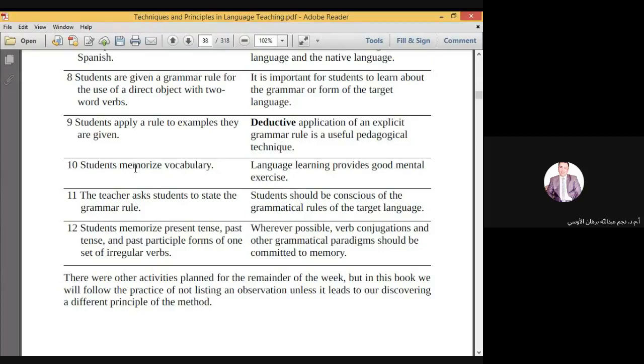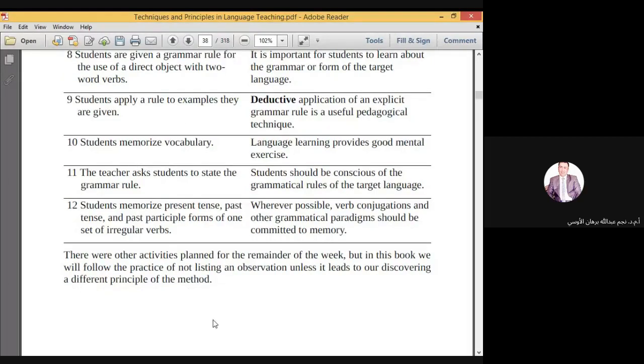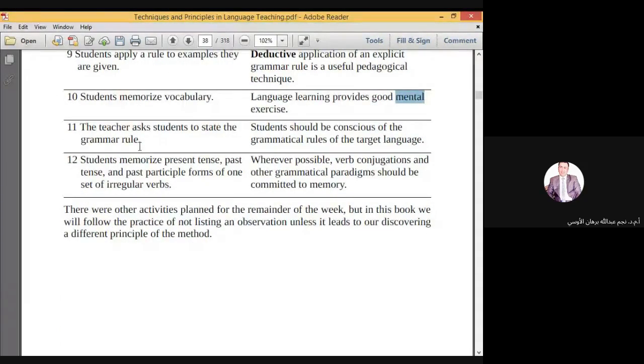As I told you, in 11 and 10, students memorize vocabulary. Why, or what is the reason behind that? Or what is the principle we can say? Language learning provides good mental exercise. Good mental, it means for the mind, to memorize.